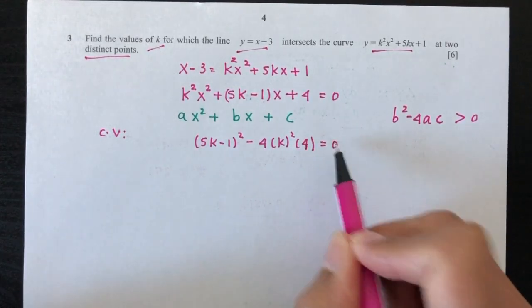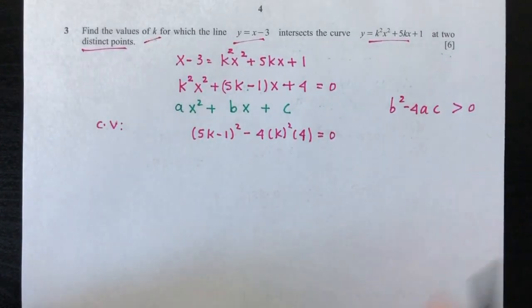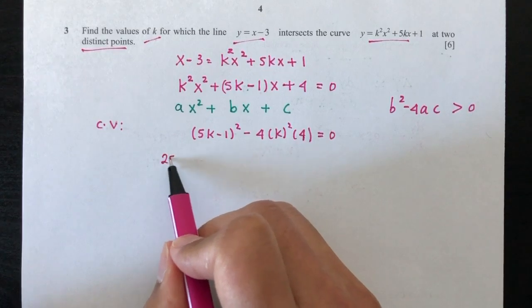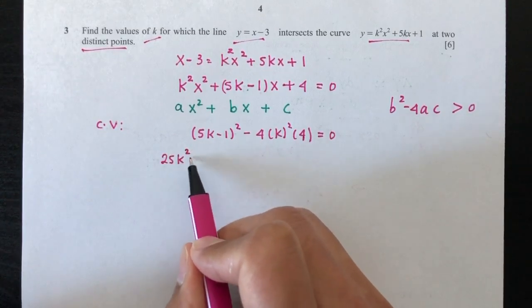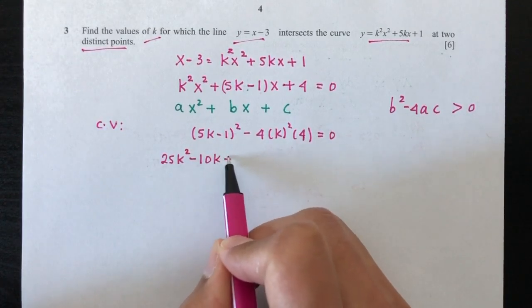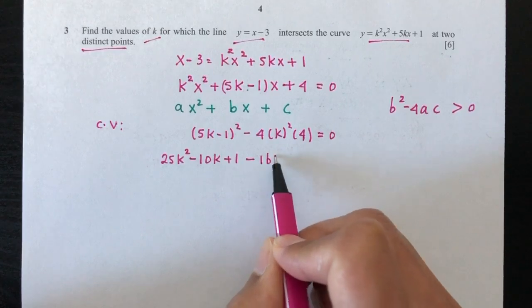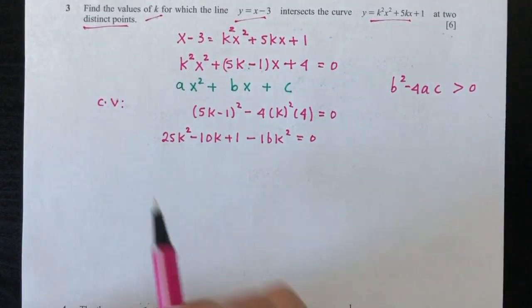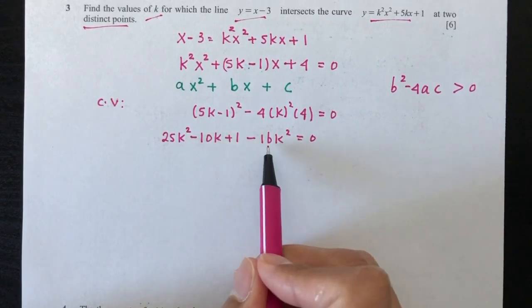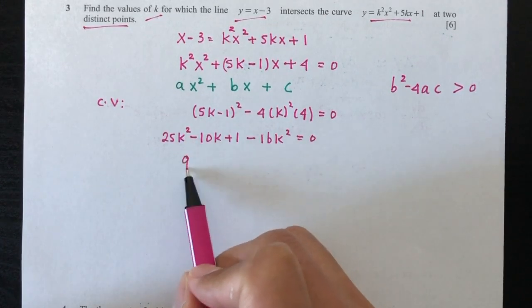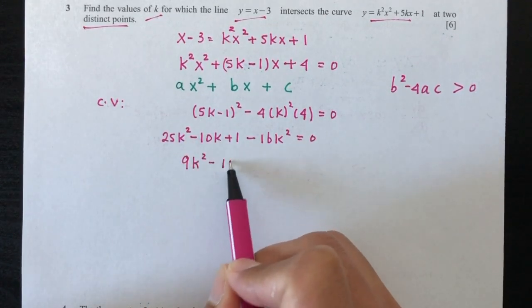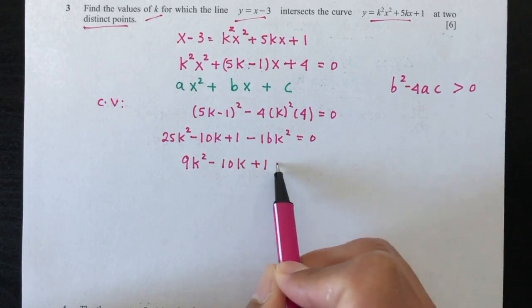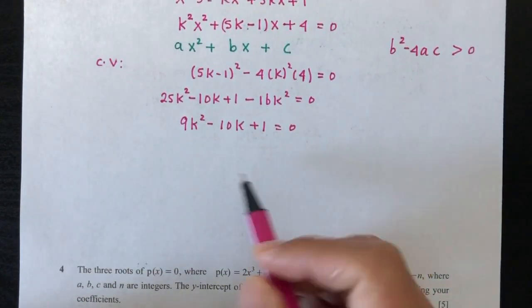And let's set it equal to 0 to find the critical values of this k. You'll have 25k squared minus 10k plus 1 minus 16k squared equal to 0. Now if you simplify, you will have 25k squared minus 16k squared, that will be 9k squared minus 10k plus 1 equal to 0. Now let's factorize this one.